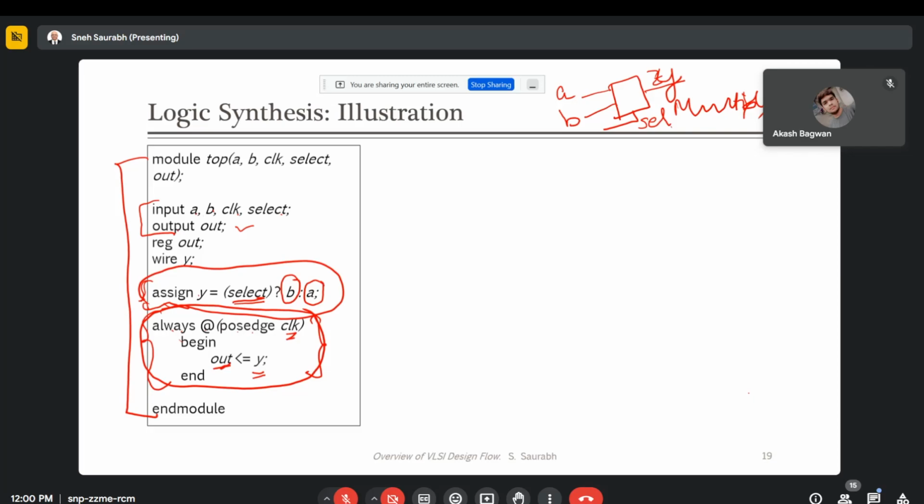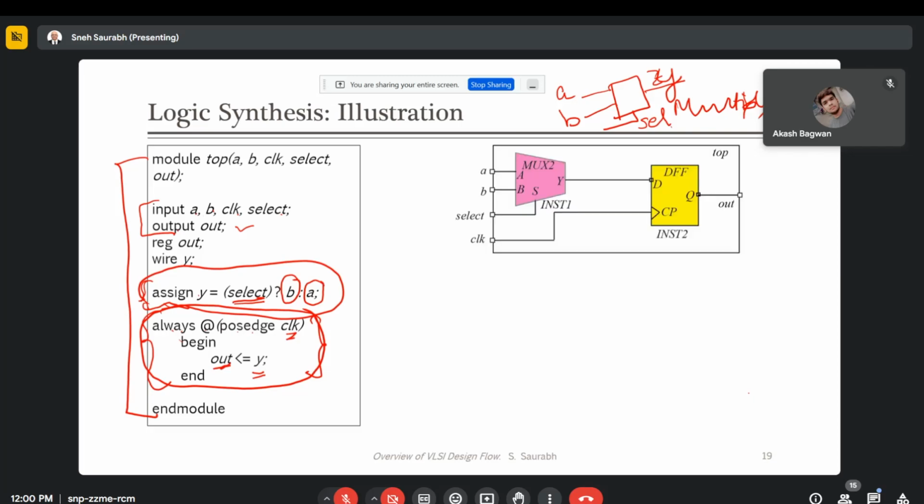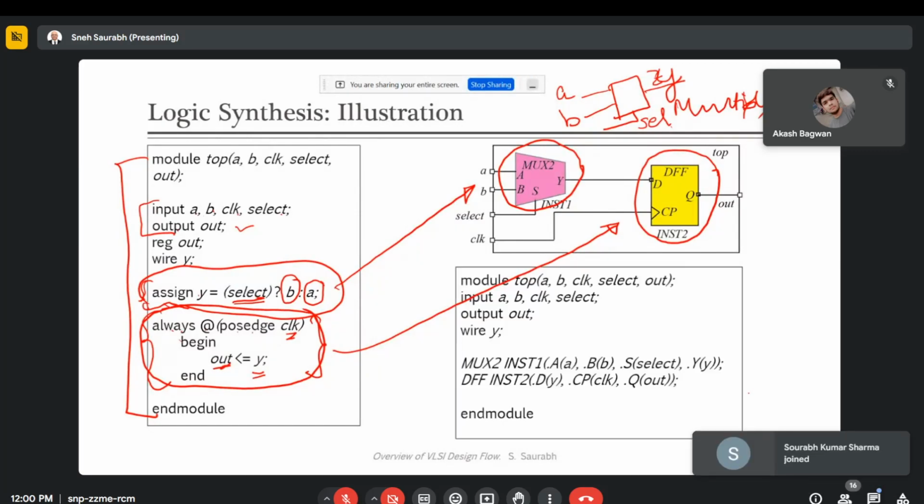So how will our netlist look after logic synthesis? It will look something like this. We will have one multiplexer because of this line of code, and the other, a flip-flop, because of this line. The tool can show this schematic, or if we tell the tool to write a netlist for us, it will write a netlist in an ASCII file which we can open using any editor, and it will have something like this.